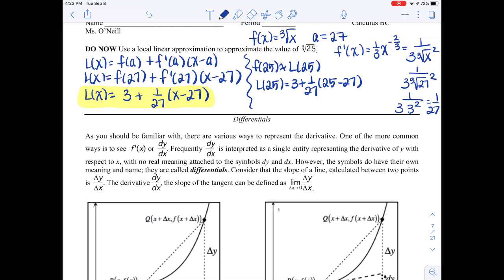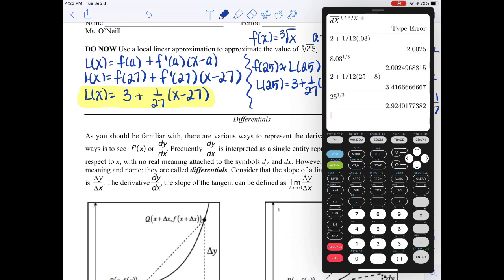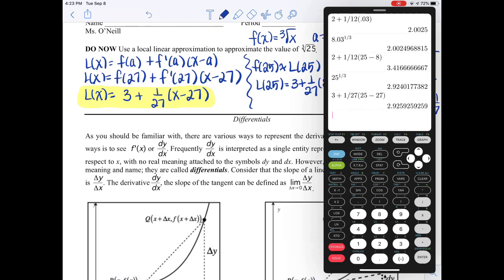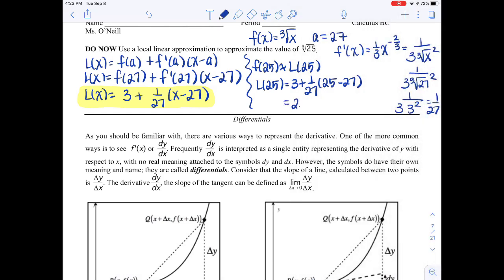Again, I don't mind if you use your calculator right now, because the idea is not calculation. It's more about setup and drawing conclusions. But that wouldn't be terrible if you did have to do that one by hand. Just for the sake of time, 3 plus 1/27 multiplied by 25 minus 27 comes out to be 2.9259 repeating. So that's 2.926 if I were to round it to 3 decimal places. This is our approximation. Okay, how good is that approximation?